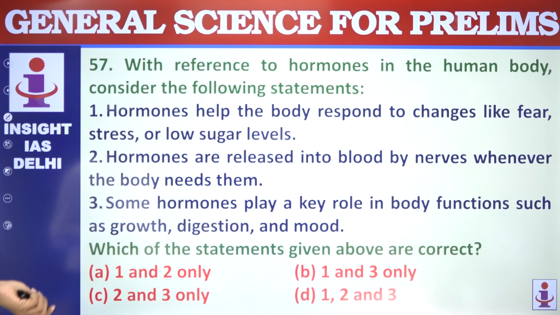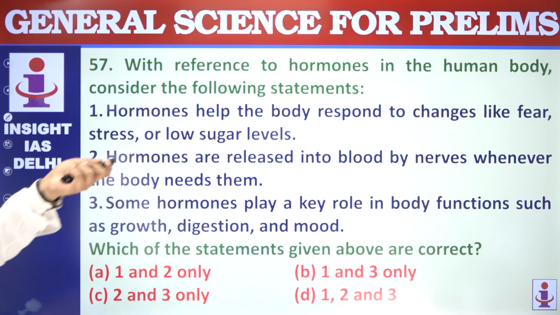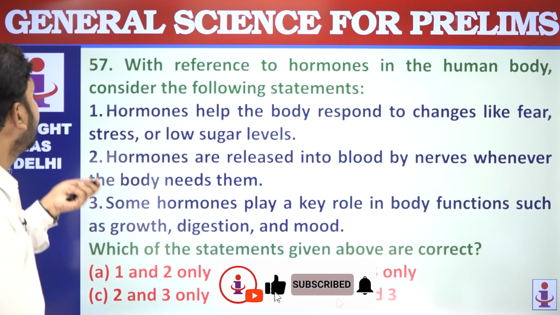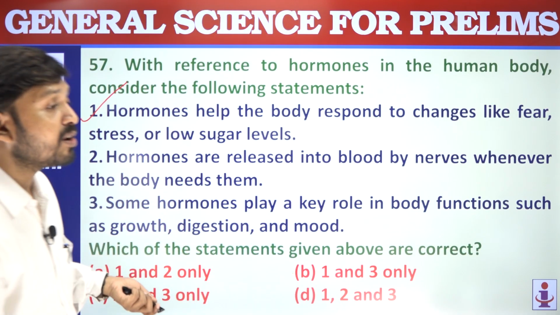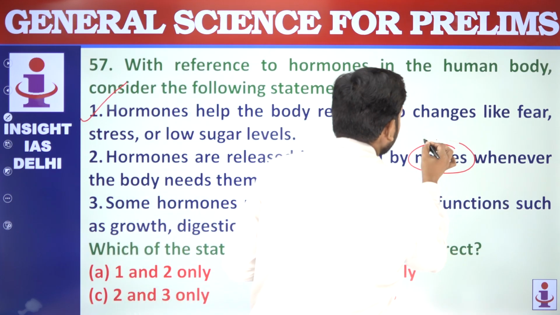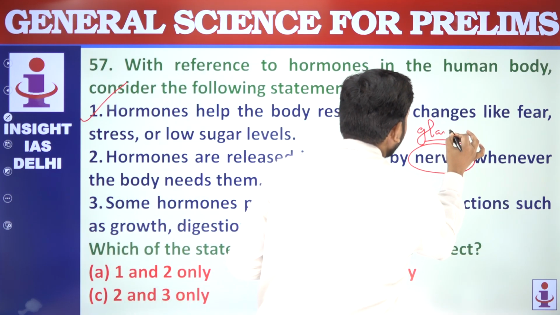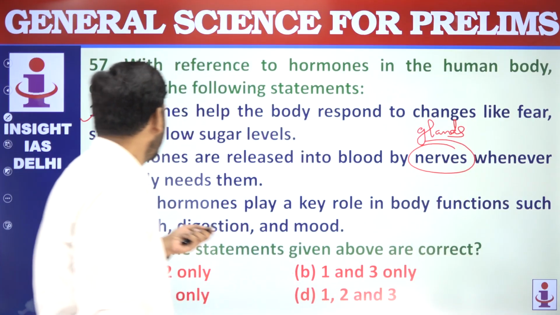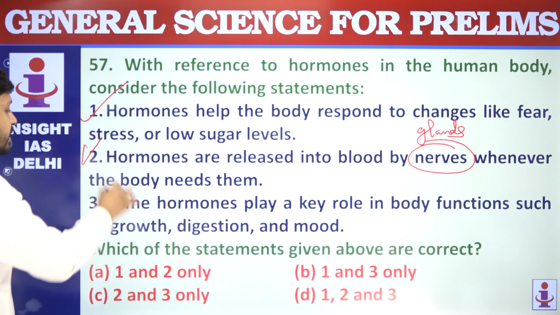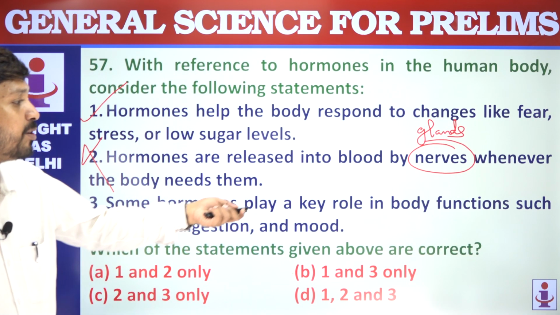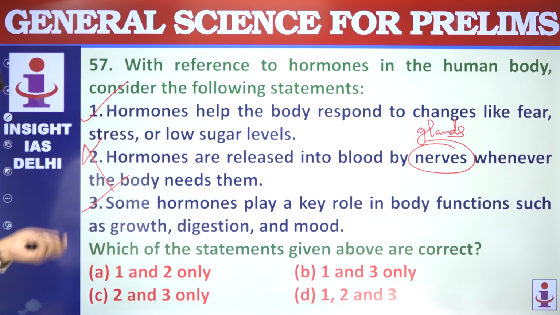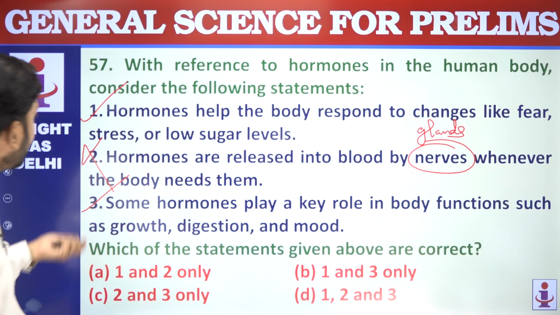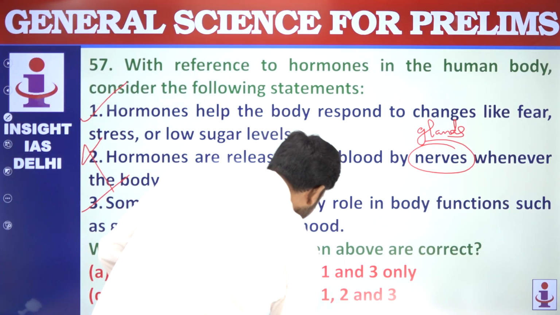With reference to hormones in the human body, consider the following statements. Hormones help the body respond to changes like fear, stress, sugar level. This is right. Hormones are released in the body by nerves. No, they are not released by nerves, but by glands inside the body. So this is a wrong statement. And some hormones play a key role in body functions such as growth, digestion, mood, all these things. So 1 and 3 are correct and they are asking for the correct ones. So 1 and 3 are in option B. So our answer will be B.